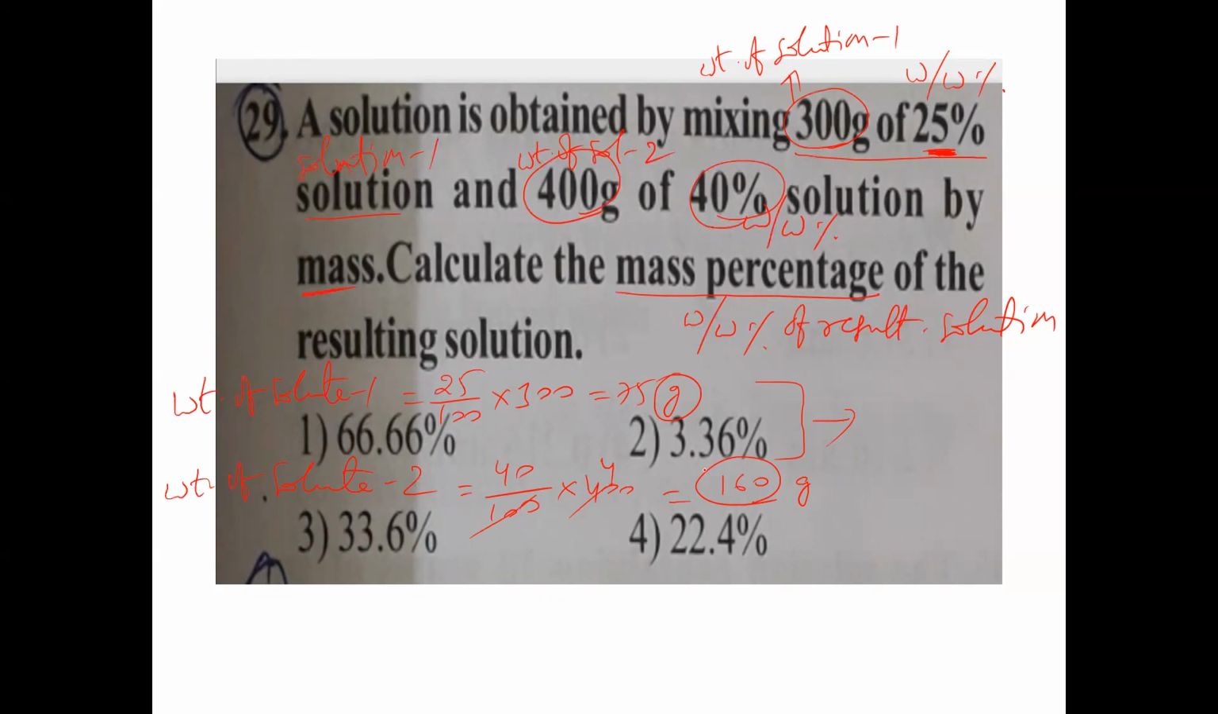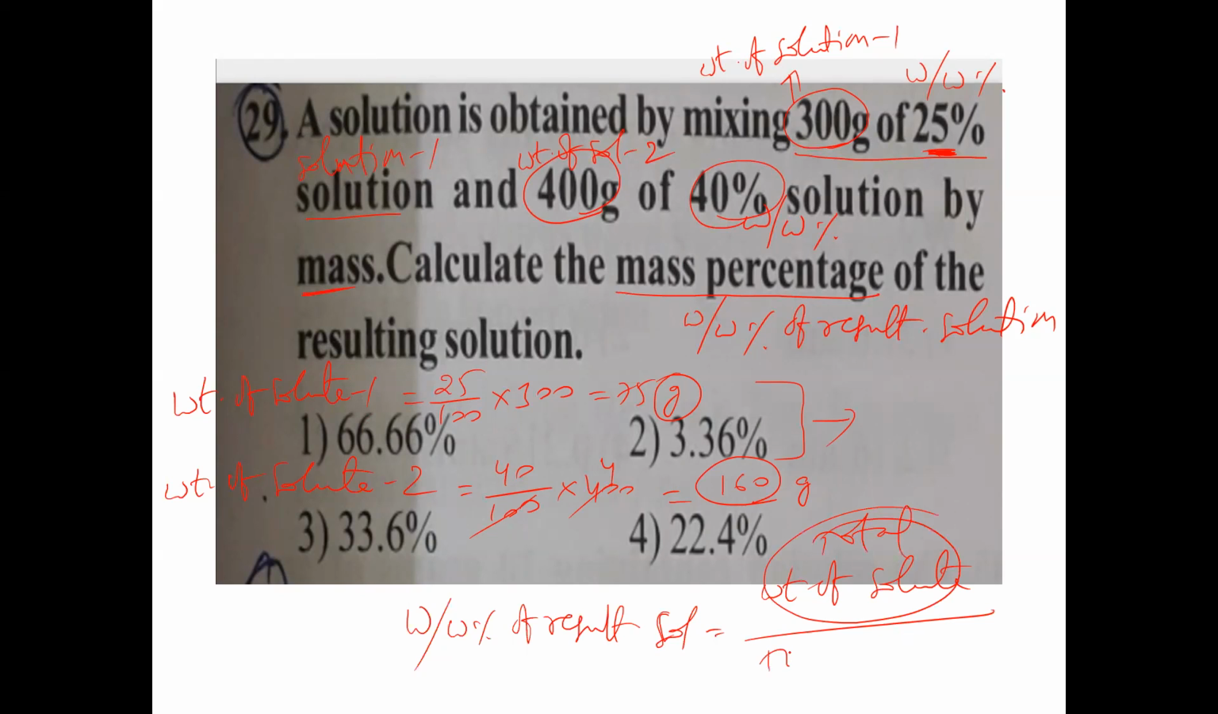Okay, what is the total weight of solution? Total weight of solution is 300 plus 400. So the total weight of solution is known and the weights of solute we know. So now, the weight of solute, 75 plus 160, by weight of solution into 100. So what is the W/W percent of the resultant solution? It is the total weight of solute by the total weight of solution.